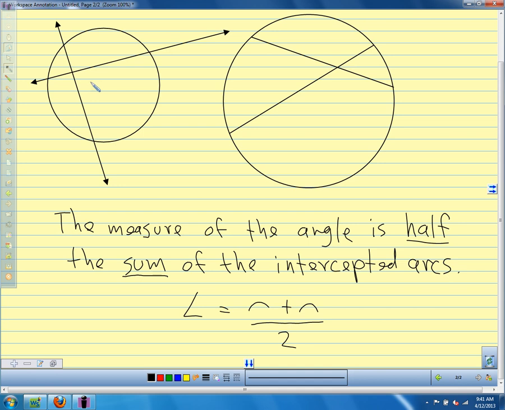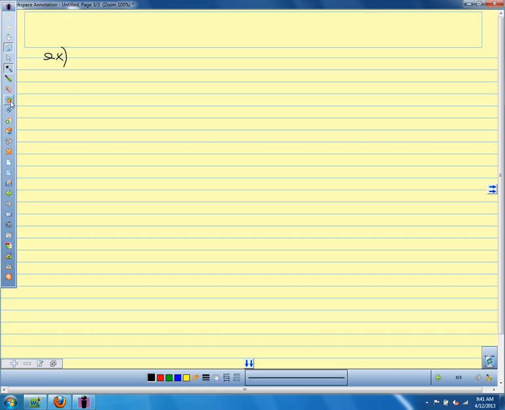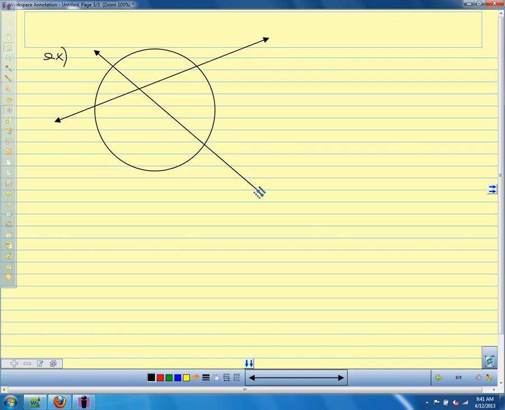So let's look at a couple of examples using this rule. So here is our circle. We'll use secants for these examples. So there are my two secants. And for this problem, we know that this arc is 20 degrees. This arc is 60 degrees. And I'm going to call this point V for the vertex, and A here and B here. So we want to find the measure of angle AVB.